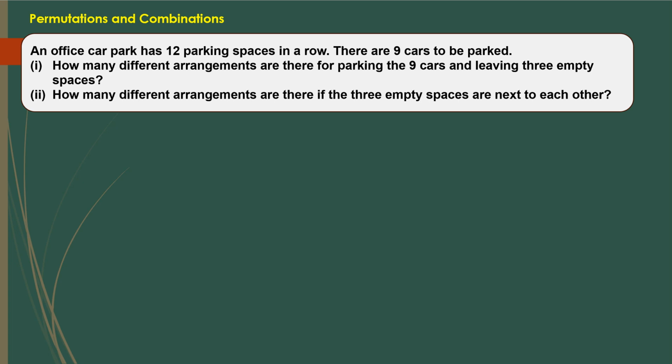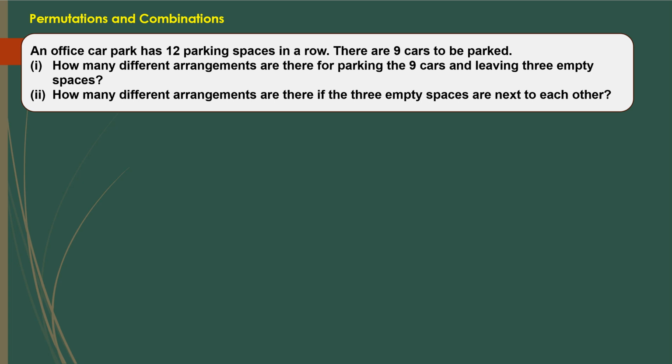So, in this question, an office car park has 12 parking spaces in a row. There are 9 cars to be parked. How many different arrangements are there for parking the 9 cars and leaving 3 empty spaces? And how many different arrangements are there if the 3 empty spaces are next to each other?